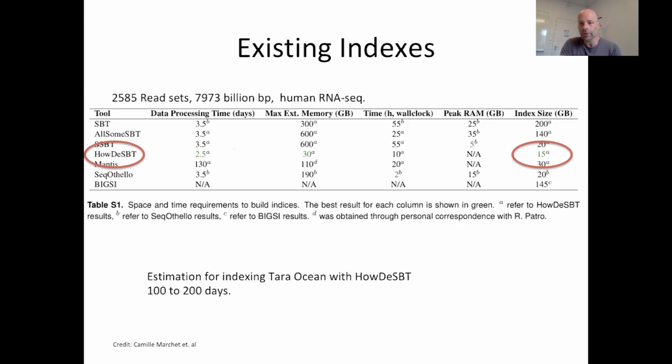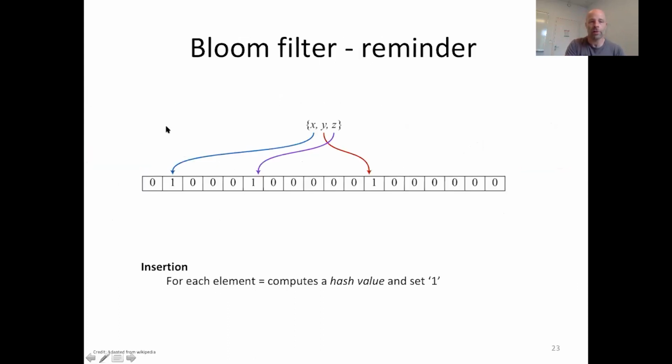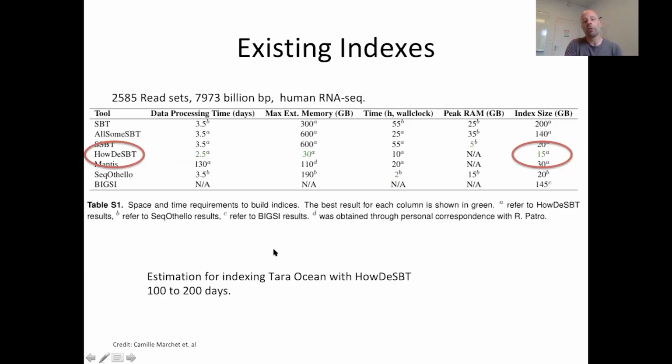And one of the most important things is that the final index is one of the smallest. So for instance, for this dataset, which is already quite big, the final index size is 15 gigabytes. And the motivation for this talk is, if we project the indexation time we had here on this dataset, if we would like to index the whole Tara Oceans project with HowDSBT, it would need 100 to 200 days. So we would like to propose better solutions.